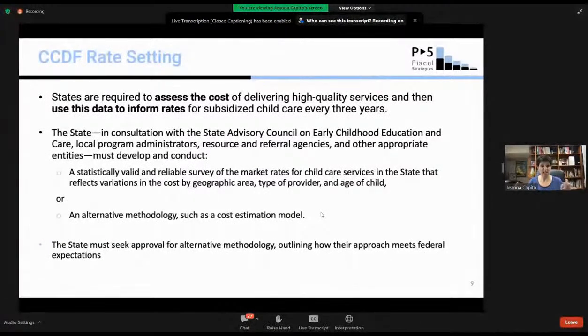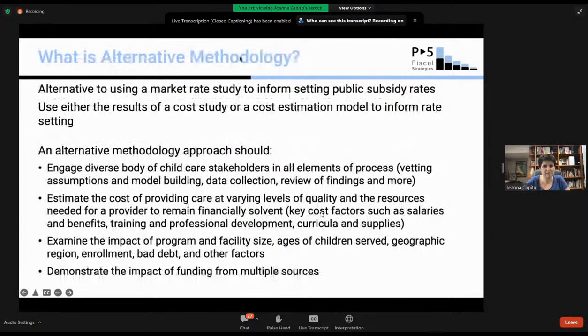Sort of an interesting thing, because alternative methodology alone doesn't really mean anything, but when you put it against this language, it's an alternative to using the market rate, in essence. It's a different approach than using a market rate. And in most places, it's a cost-based approach. There's really no other way to look at an alternative than moving to a cost-based approach, which is exactly where you're headed as a state.